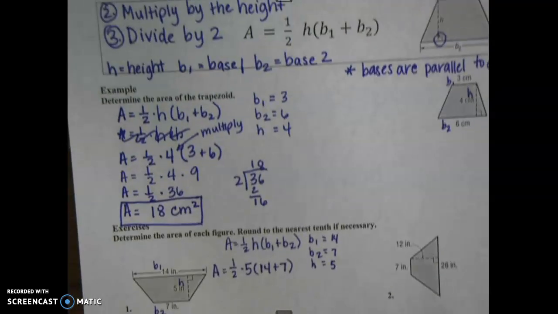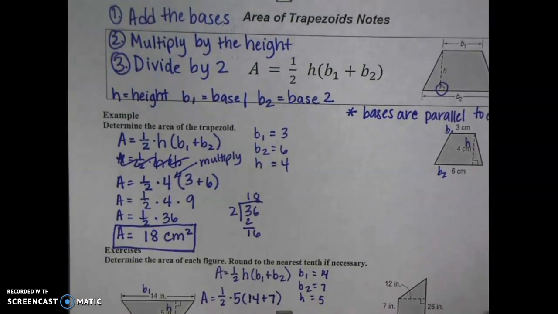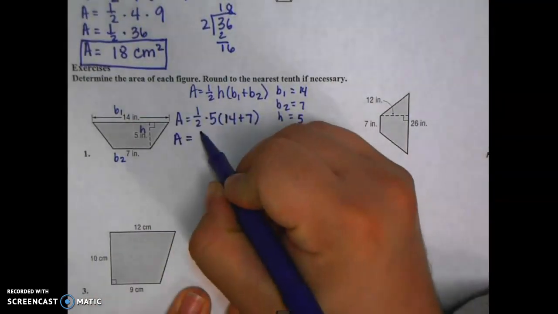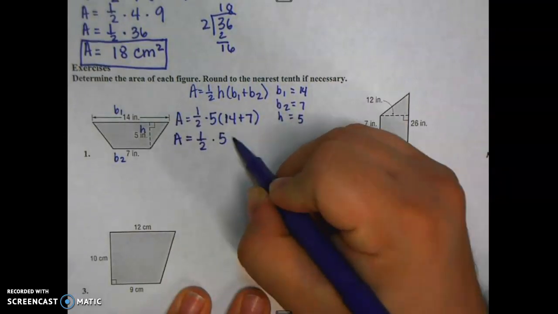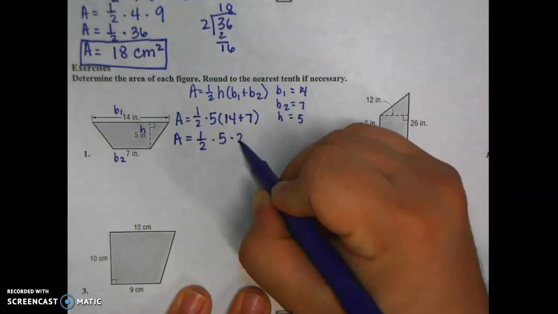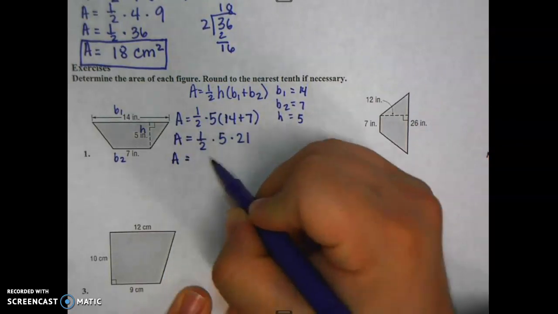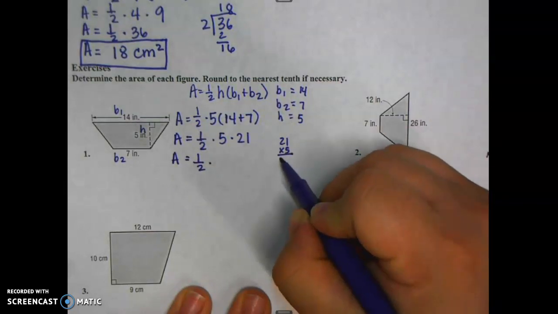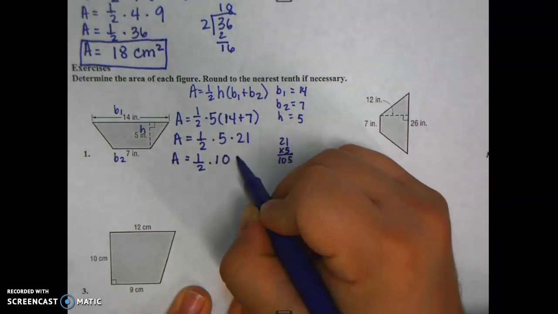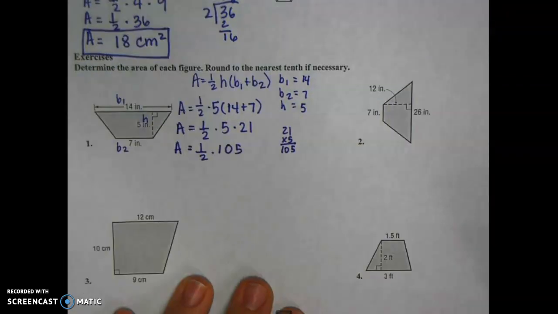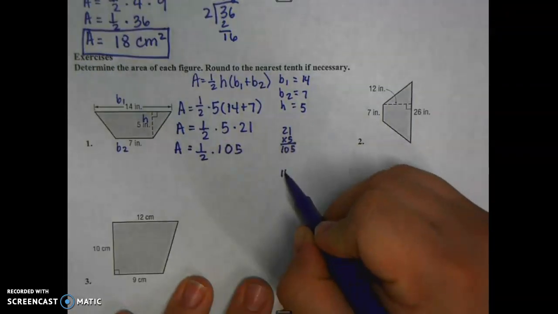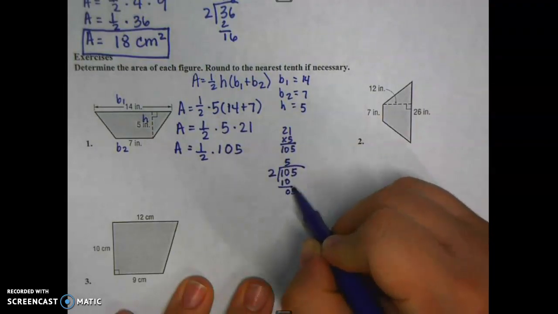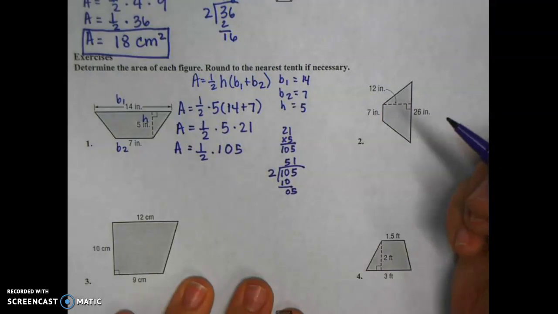Now, according to our list up here, add the bases, multiply by the height, divide by 2. So add the bases. And notice that each time I'm rewriting everything else. And 14 plus 7 is 21. Second step is multiply by the height. And 21 times 5 is 105. And then now the third step is divide by 2. So I have to do 105 divided by 2, which will give you 51.